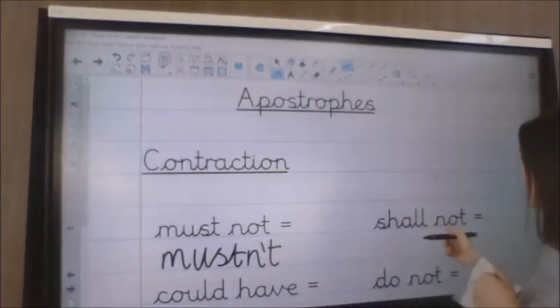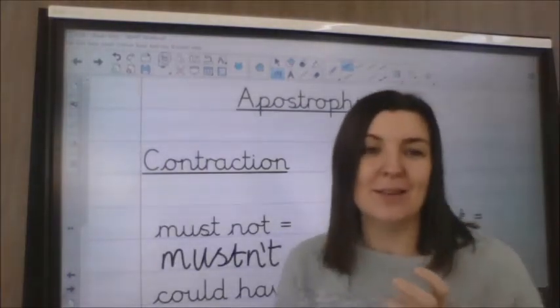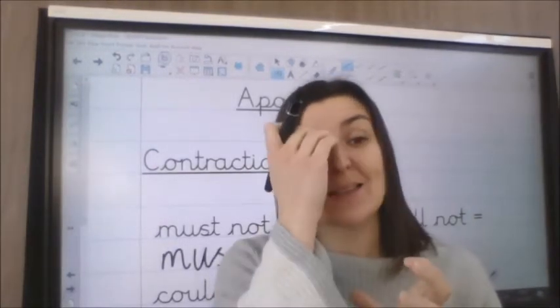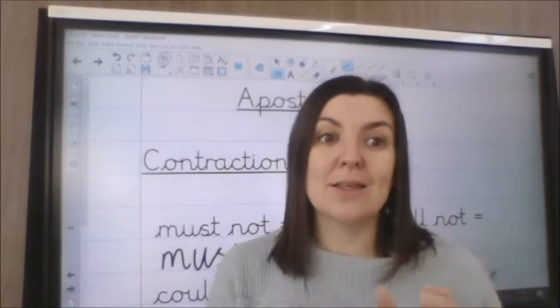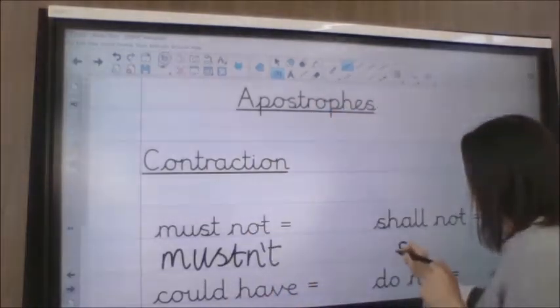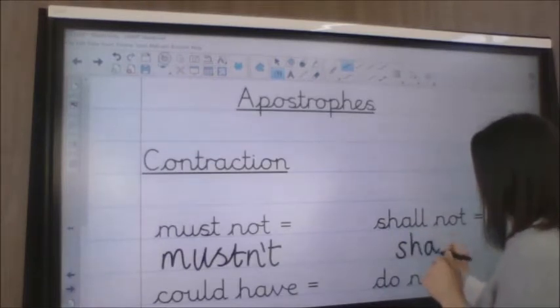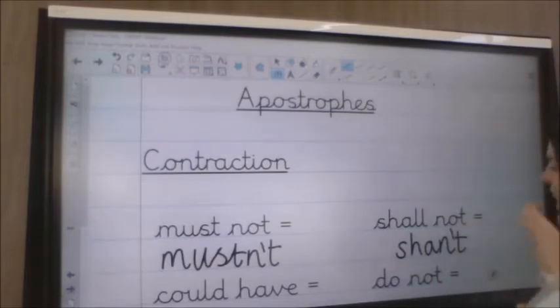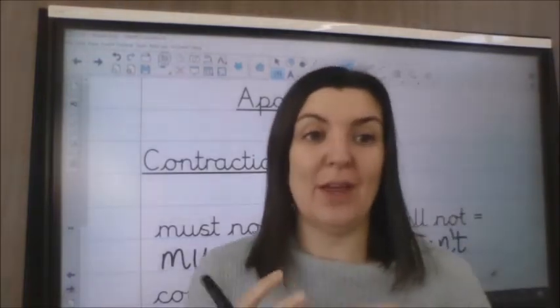Shall not then. Now it's not shalln't. Now I know it's tempting to put that because it follows the pattern, but it's not shalln't. So shall not becomes shan't. I shan't help you. And again, the O is missing, so that's where I'm going to put my apostrophe.